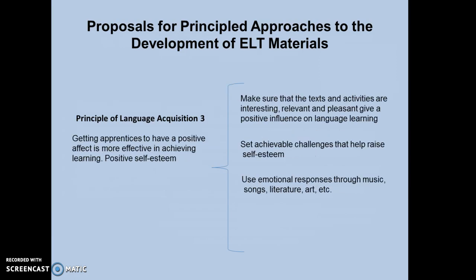Principle of language acquisition 3. Engaging in practice with a positive effect is more effective in achieving learning. Positive self-esteem, three aspects. Make sure that the texts and activities are interesting, relevant, and pleasant, to give a positive influence on language learning. Set achievable challenges that help raise self-esteem. Use emotional responses from music, songs, literature, art, etc.